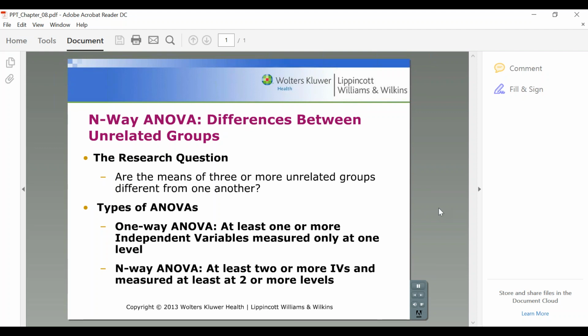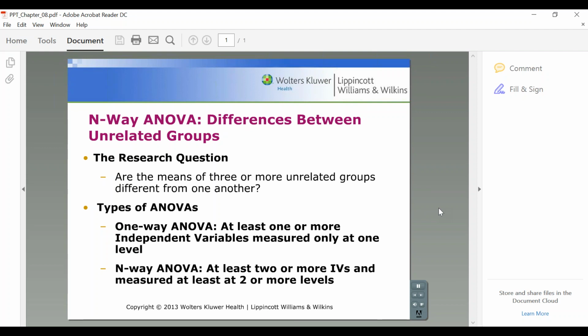Okay, the difference between the one-way Anova and what we're calling here the n-way, but the n-way could be a two-way, three-way, or four-way Anova. Very uncommon to see four-way, and sometimes even three-way. The most common that you will see in application is a two-way Anova.